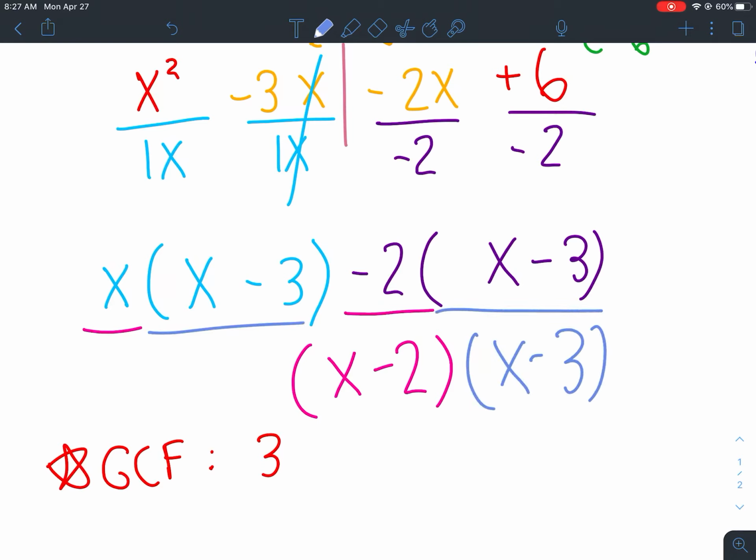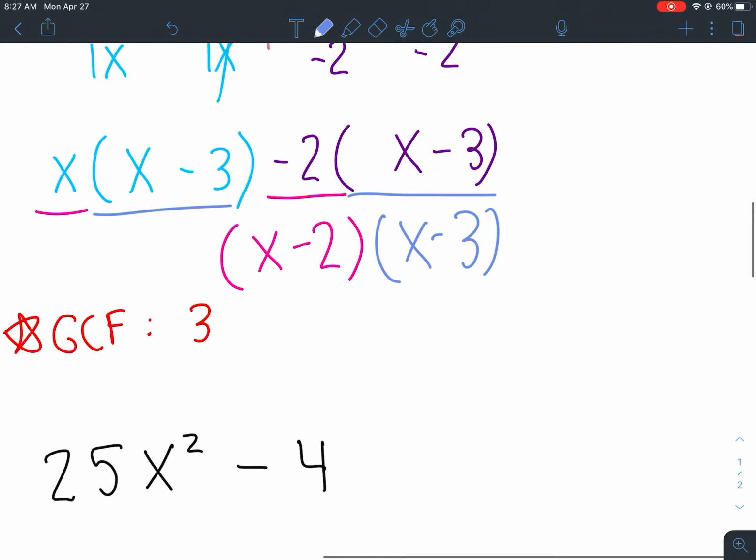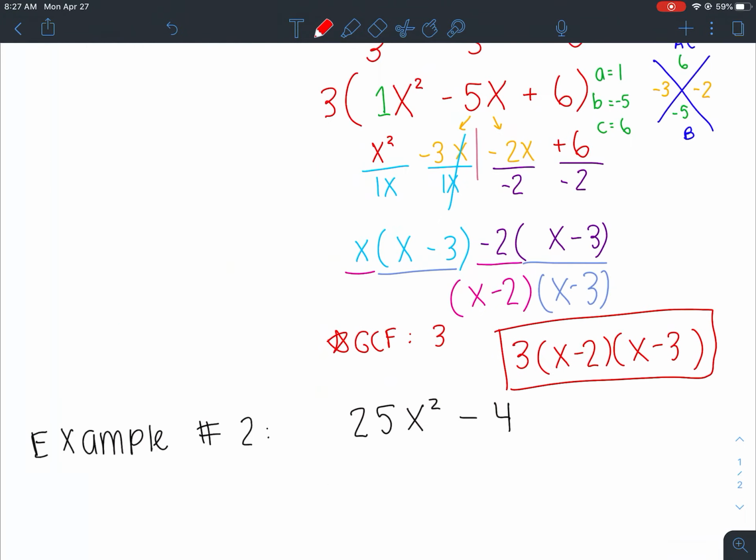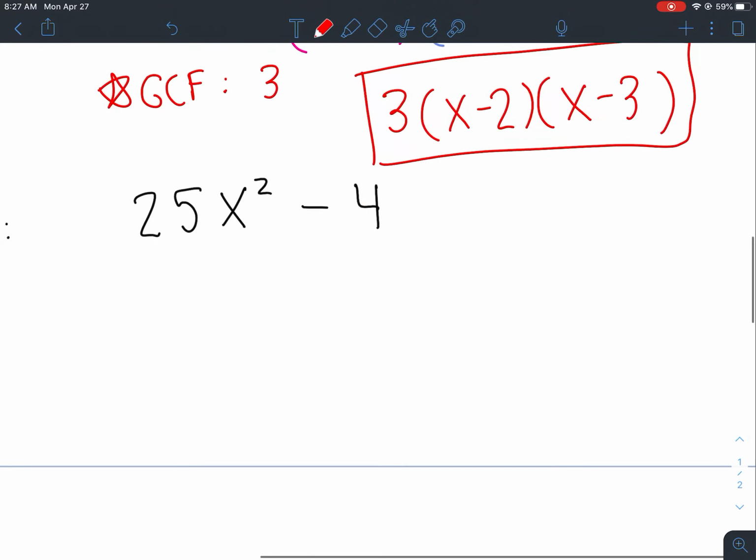Now, typically, when we get to this step, we're done. However, because this problem had a GCF of 3, we're not quite done yet. We want to make sure we tack on that 3 to the outside of our 2 sets of parentheses. And this would be our final factored answer. Now, the next example, I'm going to go through a lot quicker.